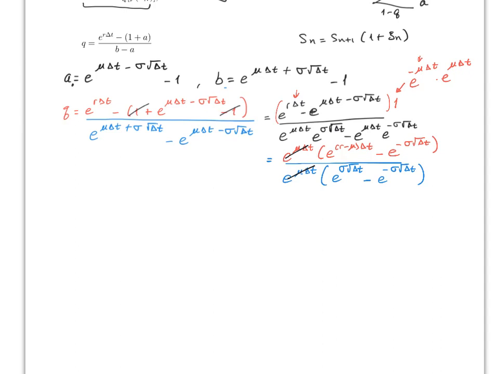So therefore, we have that q can be written as e to the r minus mu delta t minus e to the minus sigma square root of delta t, over e to the sigma radical delta t, and so forth.